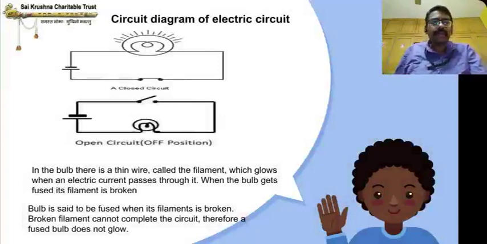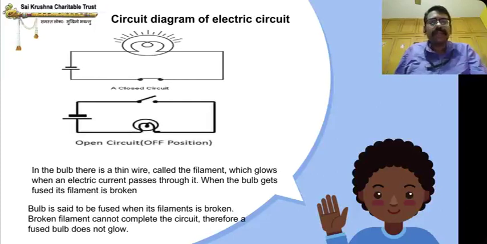So there is a closed circuit here and an open circuit in the off position. Closed circuit is the on position. In the bulb, there is a thin wire called a filament. So what is a filament? There is a thin wire in the bulb called filament, which glows when the electric current passes through it.